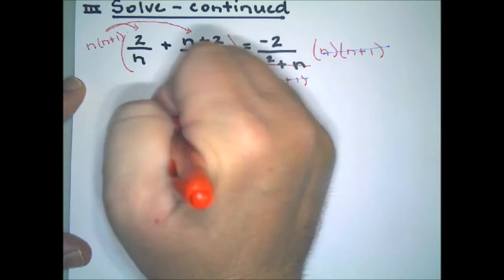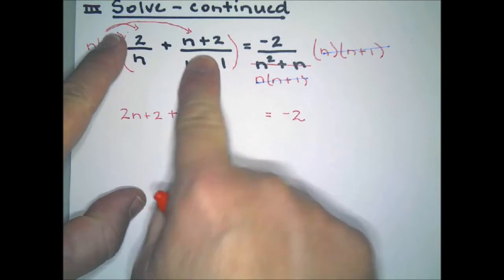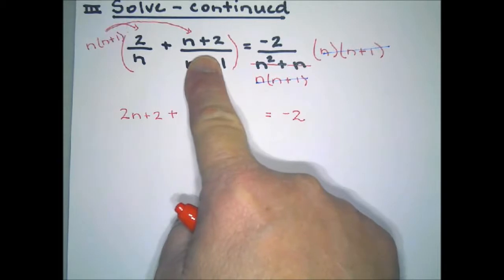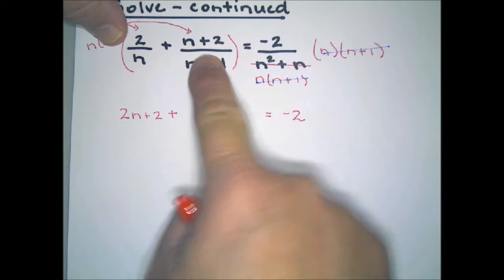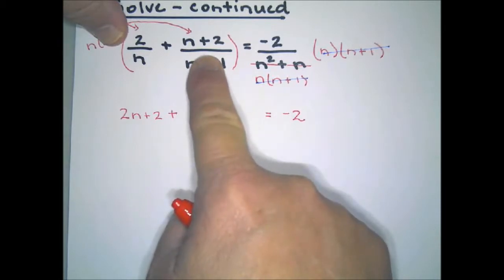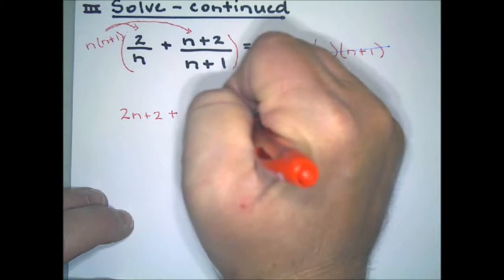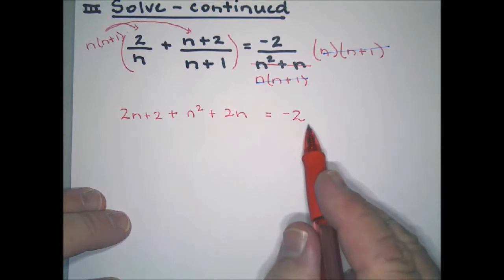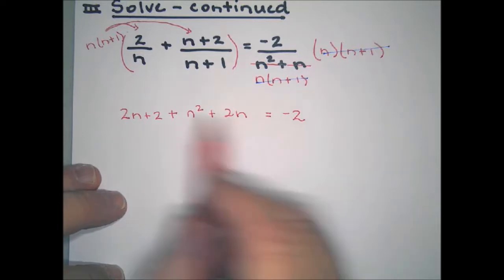Now moving on to the second term. On this one, it's the n plus 1s that are going to cancel each other. So the n plus 1 right here and the n plus 1 right there cancel, and you're left with n times n plus 2, which is n squared plus 2n. And there's my equation without any fractions in it because the denominator's cleared. Now let's see what we've got at this point in time.